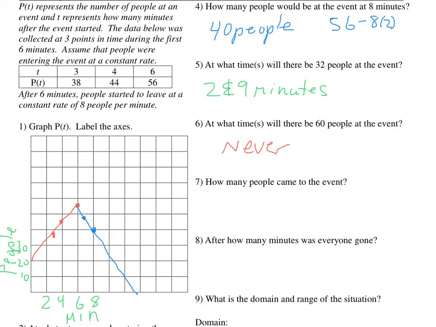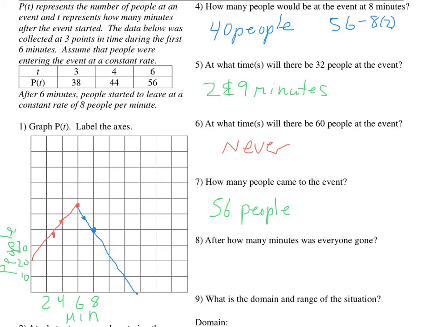If we look at the next one here, how many people came to the event? Okay, there never was 60 people. Well, wouldn't how many people came to the event be the most people ever? So the most people is right there, which was at 56. So that would be 56 people. All right.